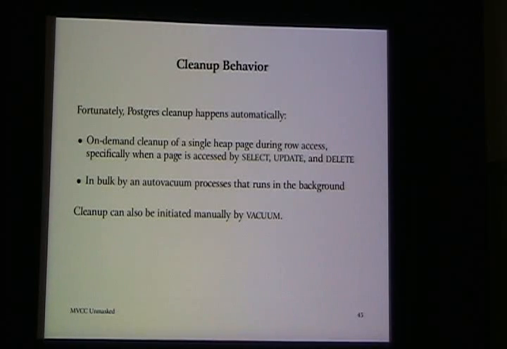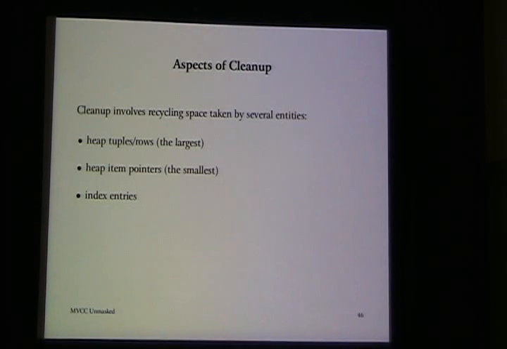So let's take a look at what Postgres has. 2 methods of cleanup. One is an on-demand cleanup that can happen per page, and 2, we have a bulk cleanup by something called autovacuum or vacuum. I'm going to show you examples of each of these. What things can be cleaned up? 3 things: the data, the item pointer, which is also on the same page as the data, and the index entries. And you're going to see different phases to clean up different parts.